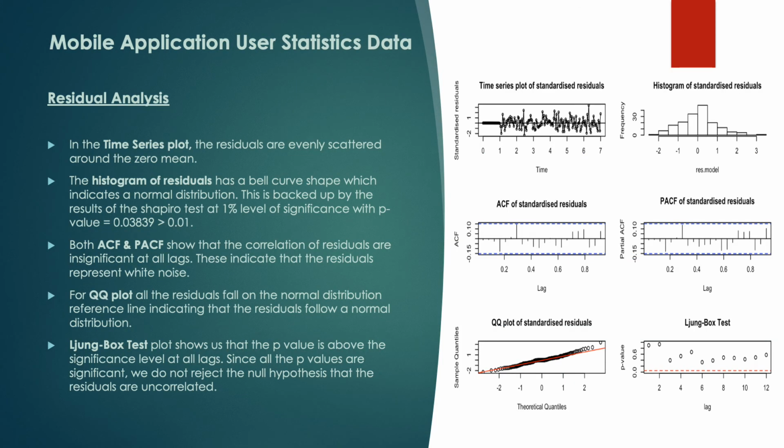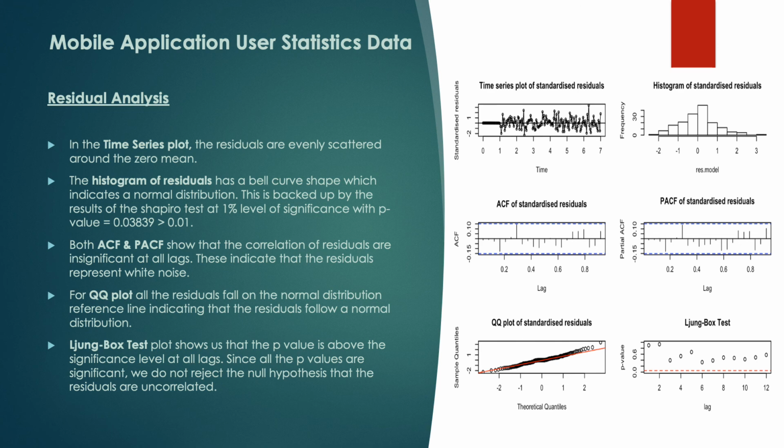Now to confirm that the selected model is the best suitable for this dataset for forecasting, we analyze it using residual analysis. First, we look at the time series plot, which shows that the residuals are evenly scattered around the zero mean, which means that there is no sign of any trend. We also see that there is no change in variance, which indicates that the time series is stationary. We look into the histogram and we see that it is normally distributed. This is backed up by the Shapiro test at 1% level of significance.